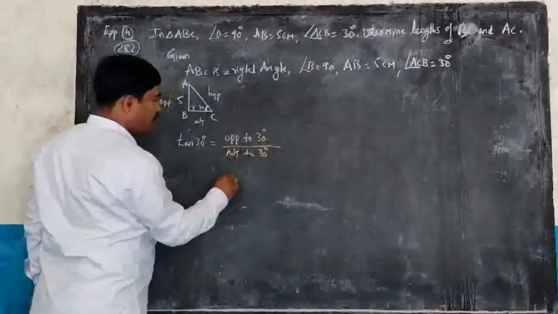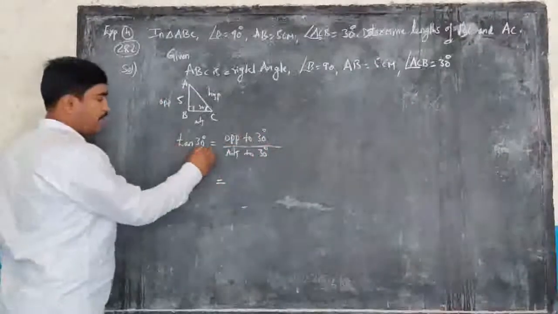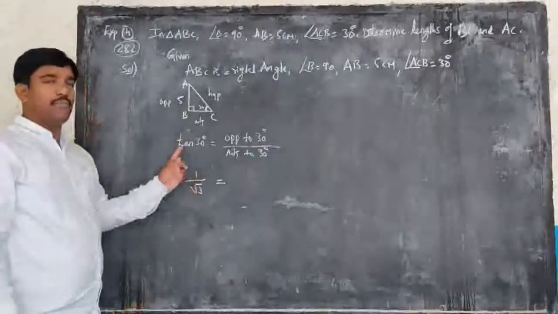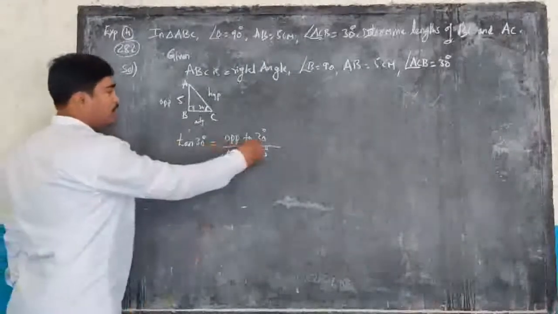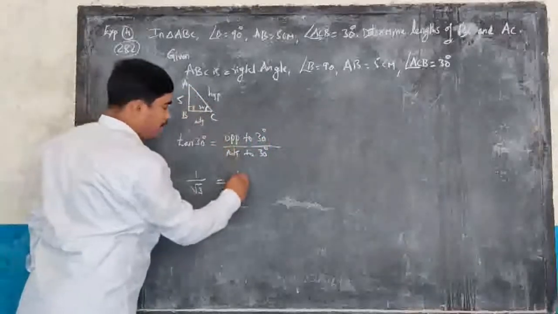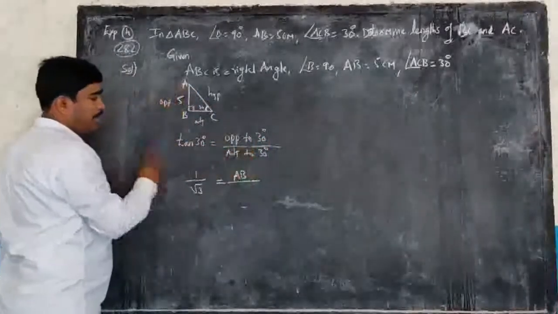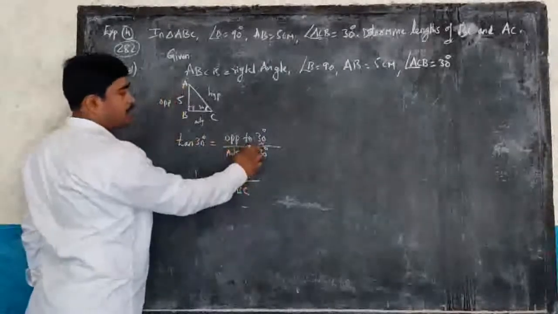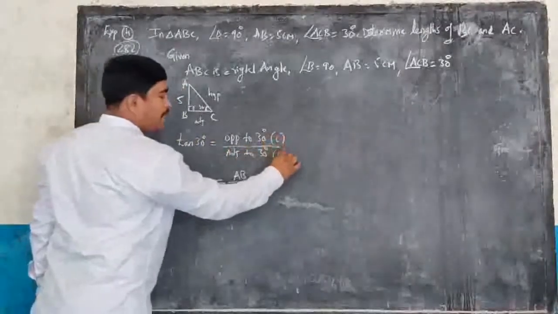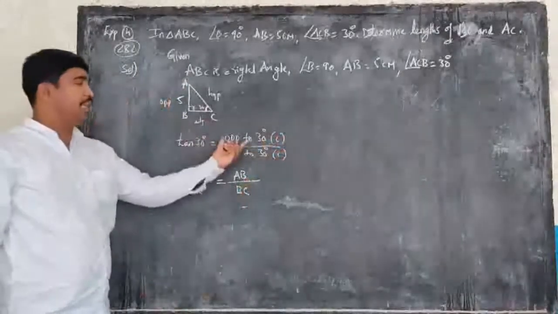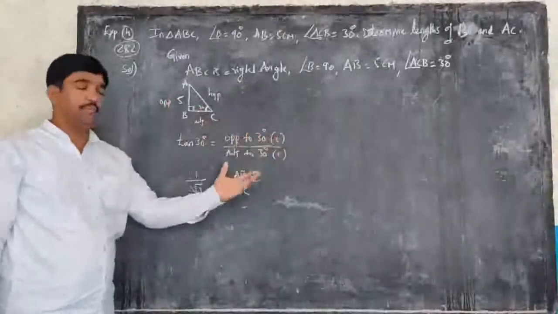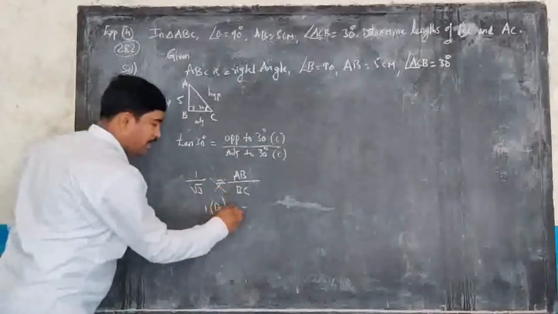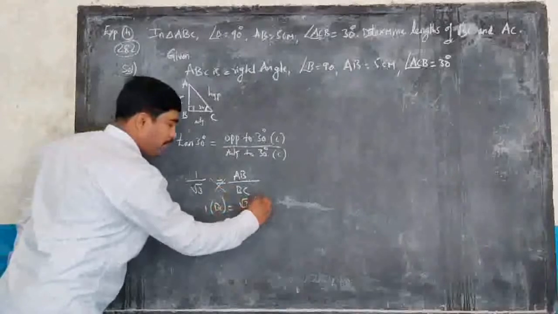Now, what is tan 30? Tan 30 is nothing but 1 by root 3, from the values we know. Opposite to 30 degrees is nothing but AB, and adjacent to 30 degrees is nothing but BC. We can write opposite to 30 degrees or opposite to C, because angle C is given. Now, I'll cross multiply: 1 into BC is equal to root 3 into AB.